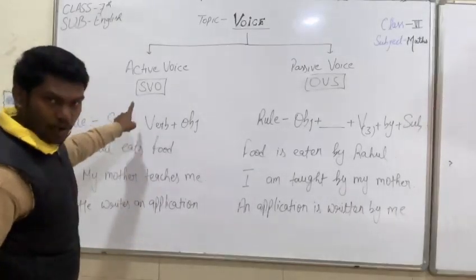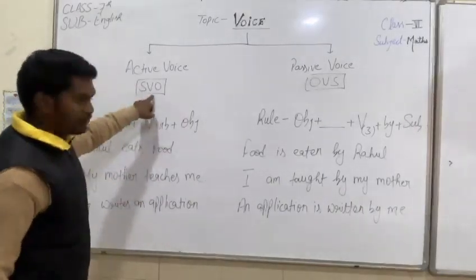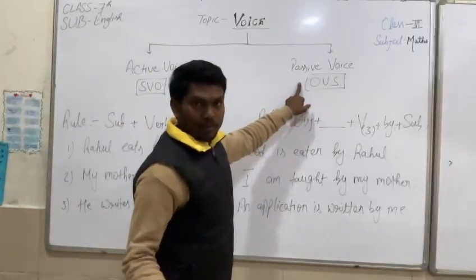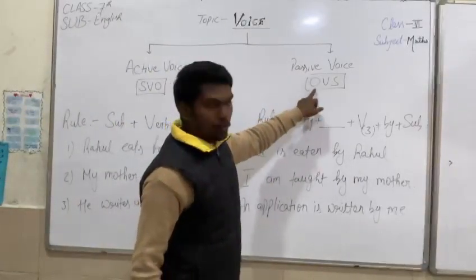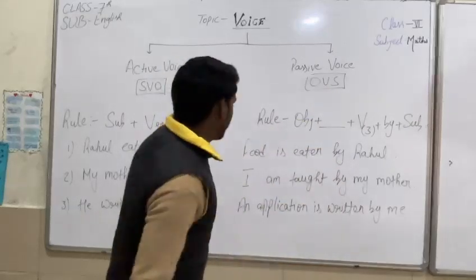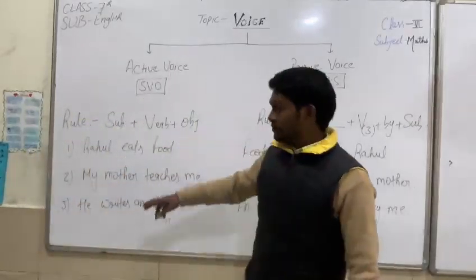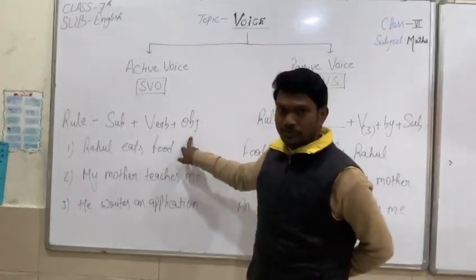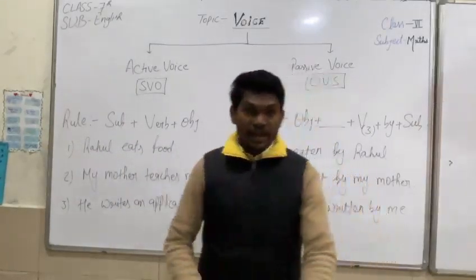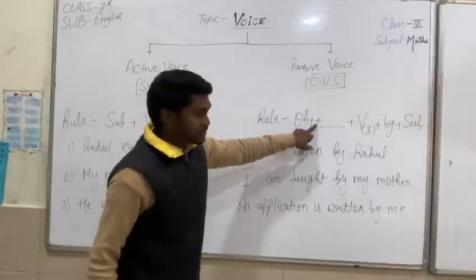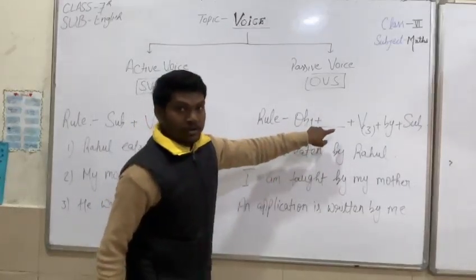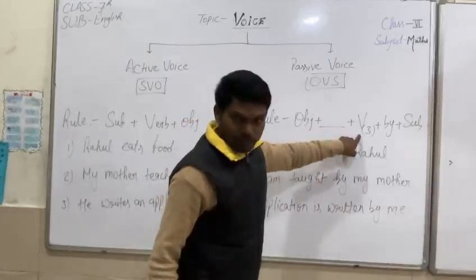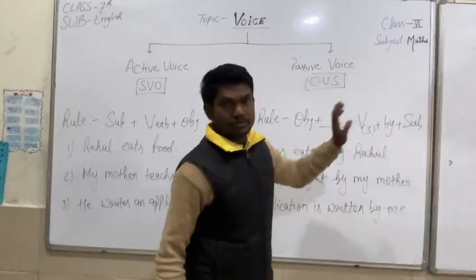Active voice: the format for active voice is SVO, that is subject verb object. Passive voice: the format for passive voice goes as OVS, that is object verb subject. Now look at the rule. Subject plus verb plus object for the active voice, and for the passive voice it is object plus dash. Here we will write the helping verb depending upon the tense we are using, then the third form of the verb, followed by the subject at the last.